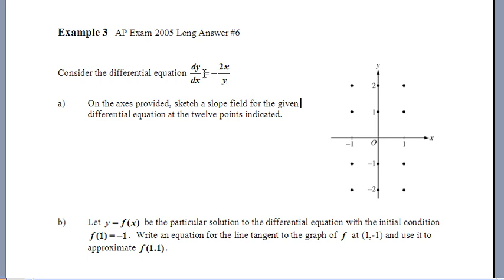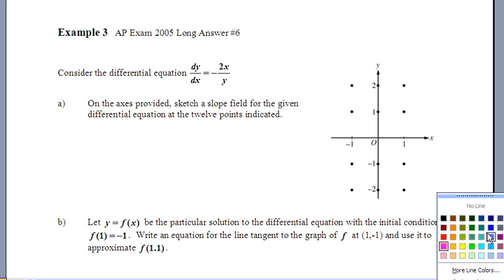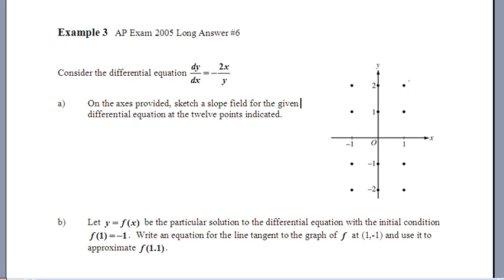And the first thing they said is, on the axes provided, can you just sketch the slope field for the given differential equation at the 12 points they've got there? Okay, I basically do it like this. I look at each one of these points, like this one here. This is 2, 2. Sorry, not 2, 2. Let me try that again. This one right here is 1, 2. This one is 1, 1. This one down here is 1, negative 1. And here we've got 1, negative 2.